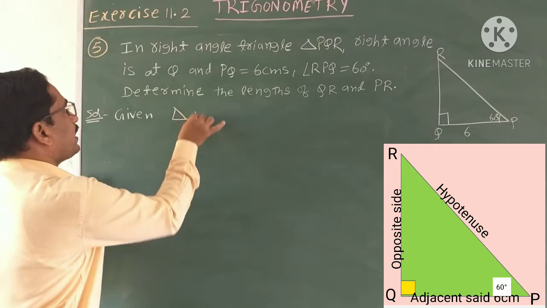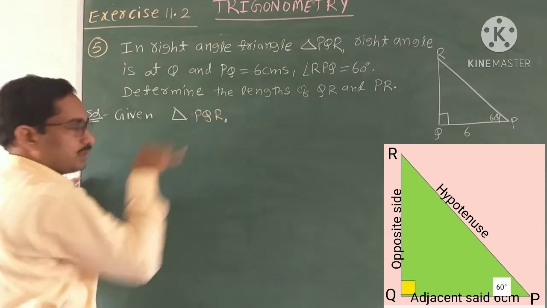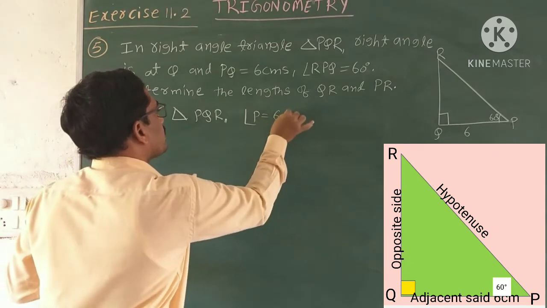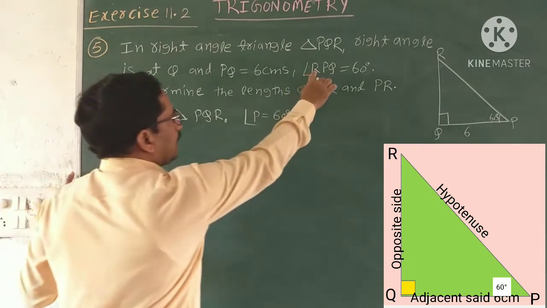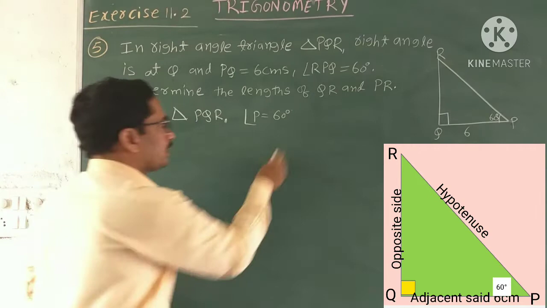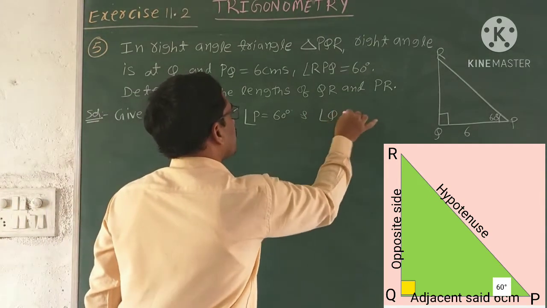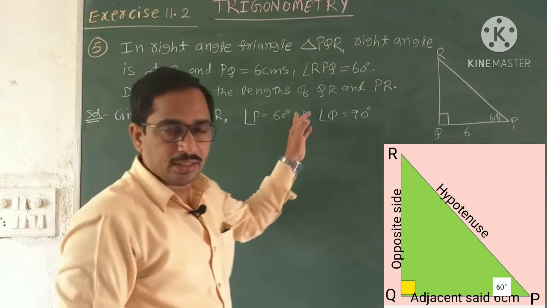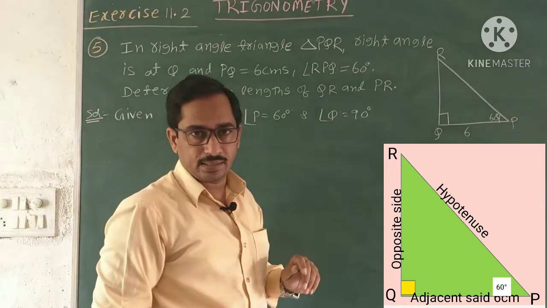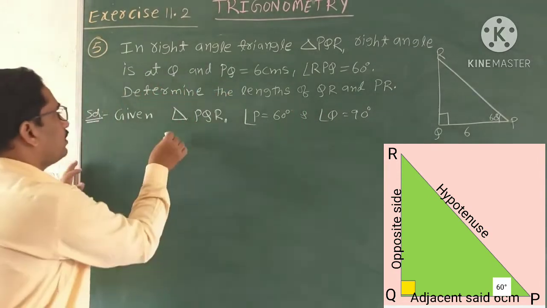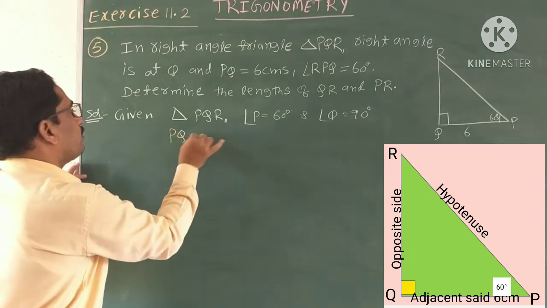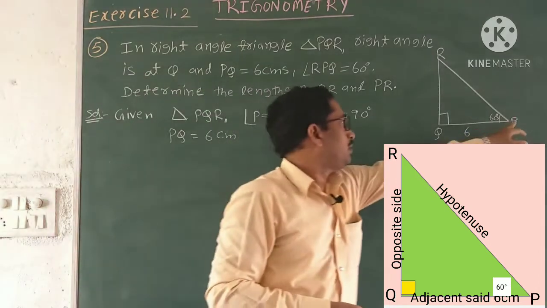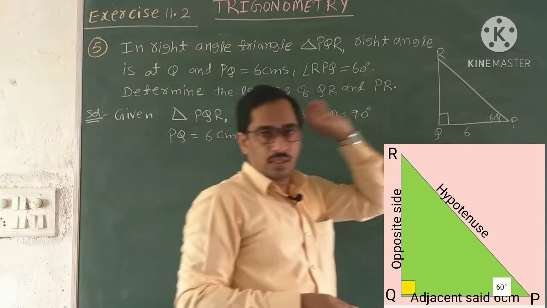In right angle triangle PQR, angle P is given 60 degrees, angle P means angle RPQ is 60 degrees, and angle at Q is 90 degrees, means it is a right angle triangle. The right angle at Q means angle at Q is 90 degrees. And next, the length of PQ is given 6 centimeters. We have to calculate the length of PR and QR.